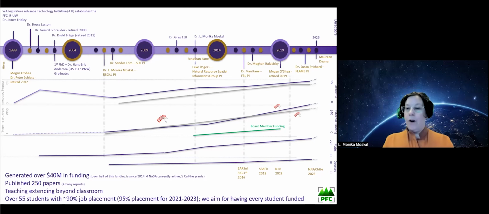We've had over 50 students. We have a really high job placement within the cohort of students that graduate. And a lot of them have that job placement because of the remote sensing tools and the spatial analytical techniques that we teach here in the PFC.